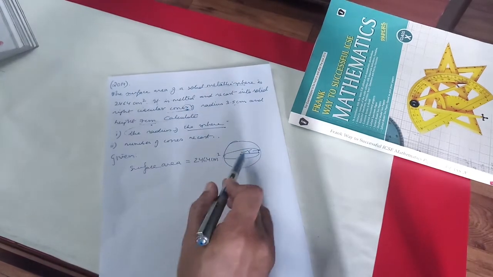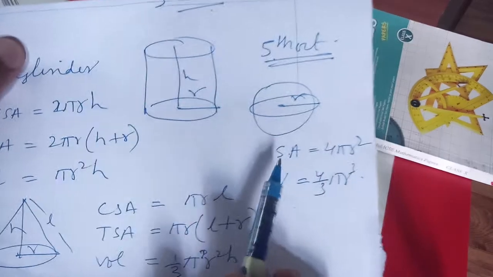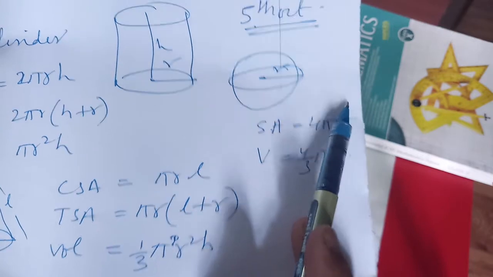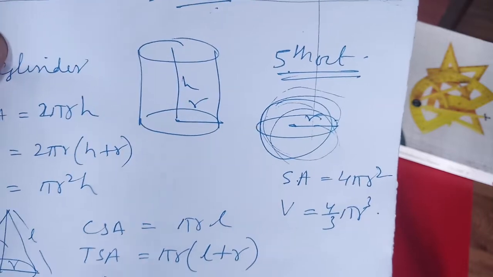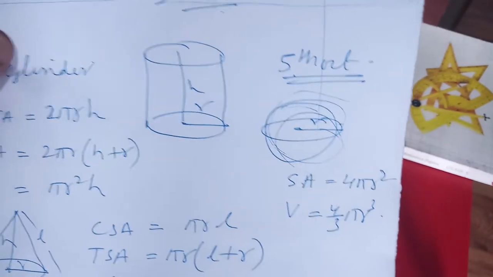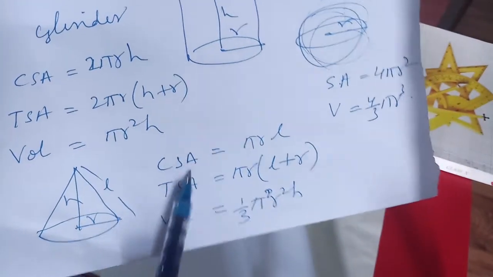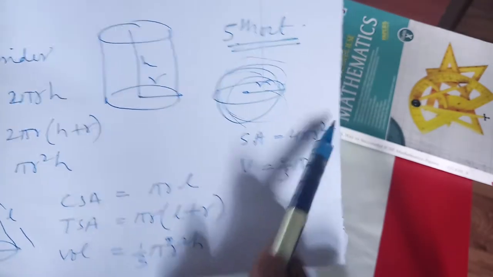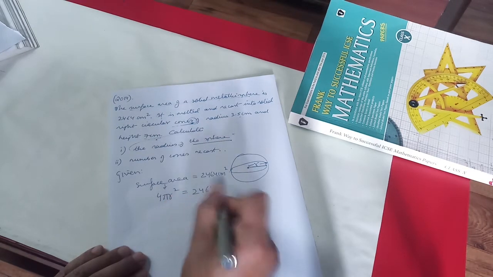To find the radius, you need to know the formula of the surface area of a sphere. For a sphere of radius r, the surface area is 4 pi r square. Keep in mind, a sphere has only one surface area, no curved surface area or total surface area, unlike the cylinder and the cone, which have two. So use that: 4 pi r square is 2464. No need to write the unit.